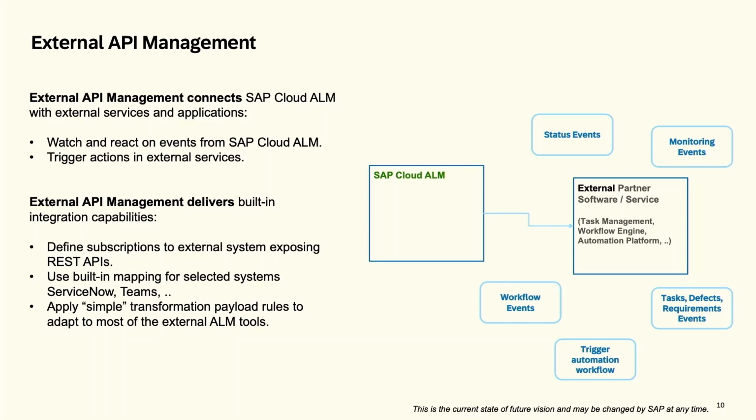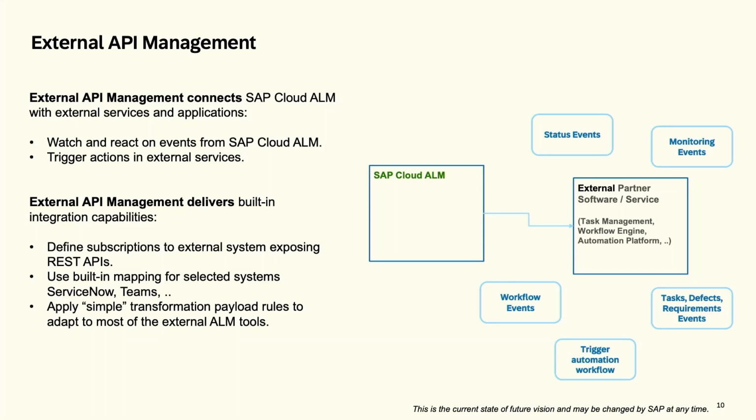So now I would like to introduce to you, if you don't know it already, the external API management application. It's the outbound integration cockpit of SAP Cloud ALM. It allows you to watch and react on events from SAP Cloud ALM and to trigger action on an external system or service. It relies on 3 types of entities. The first is a webhook, which is basically a BTP or LMS destination to the external system.